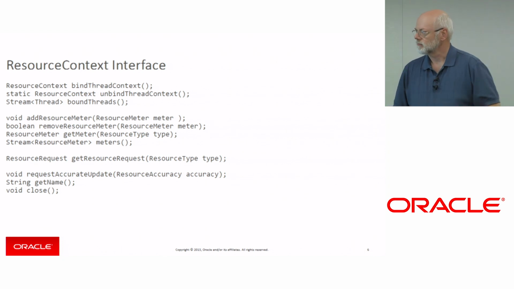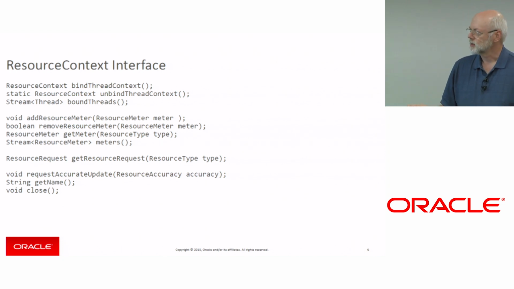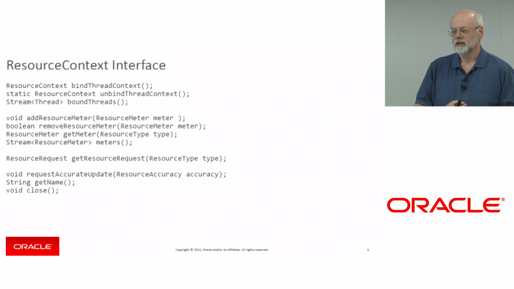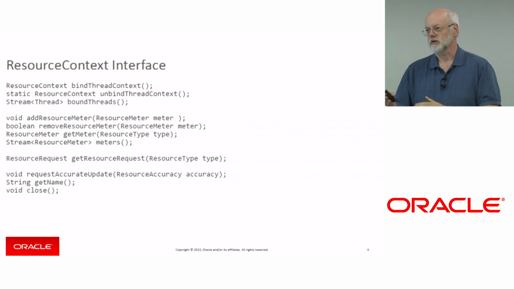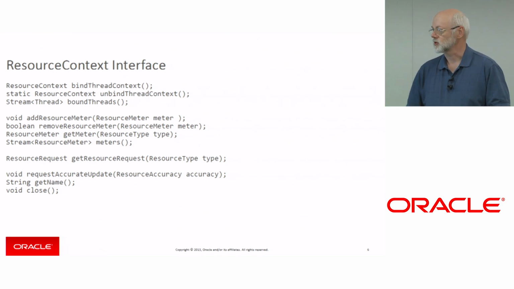And then the request accurate update is a feature that was added in particular for the heap, where we'll get to this a bit more, but with the dynamics of garbage collection, sometimes you want more accurate information than is currently available, just as the garbage collection normally cycles.